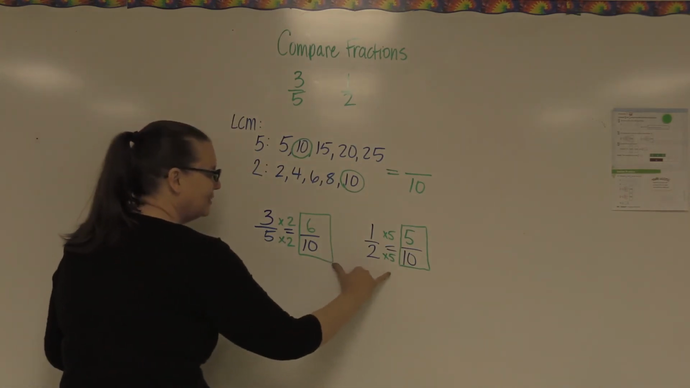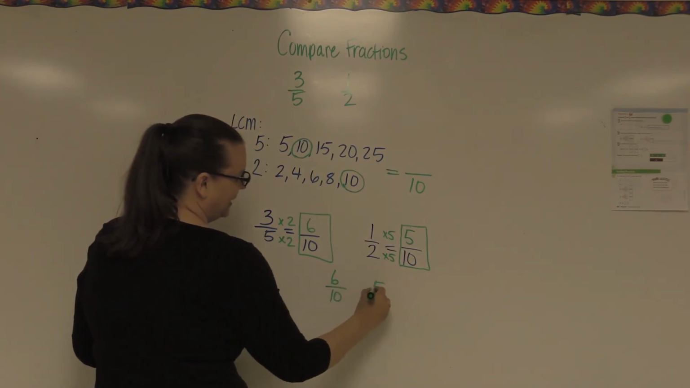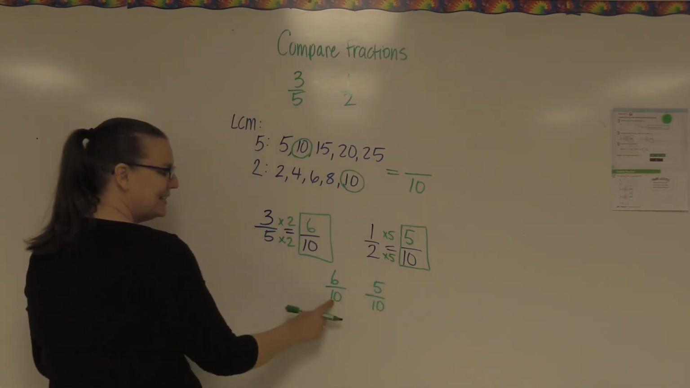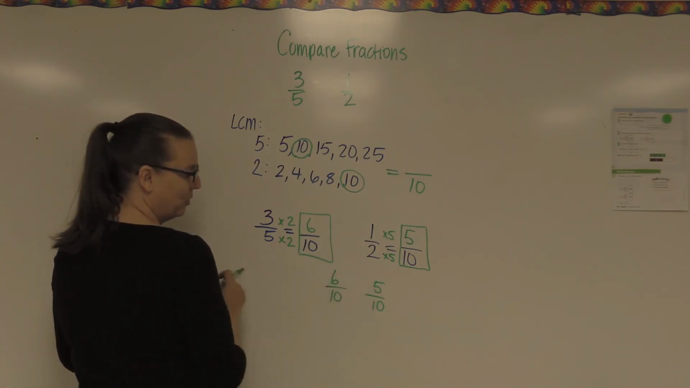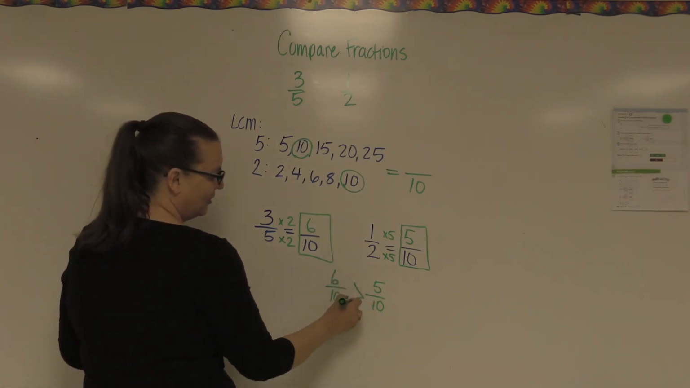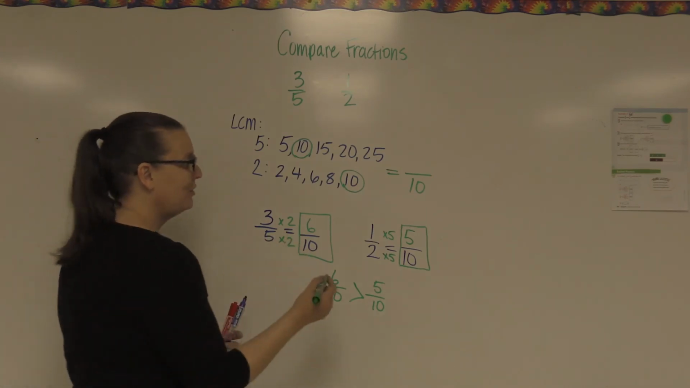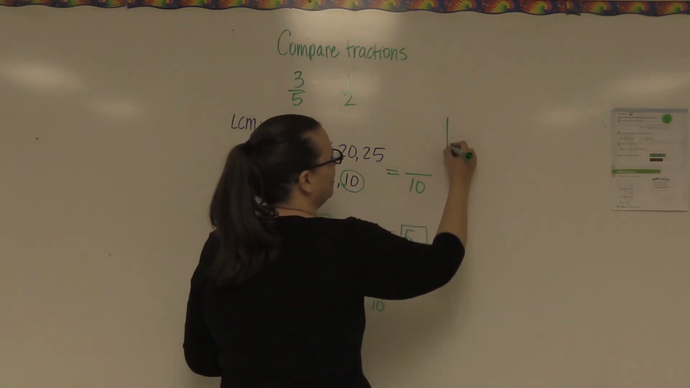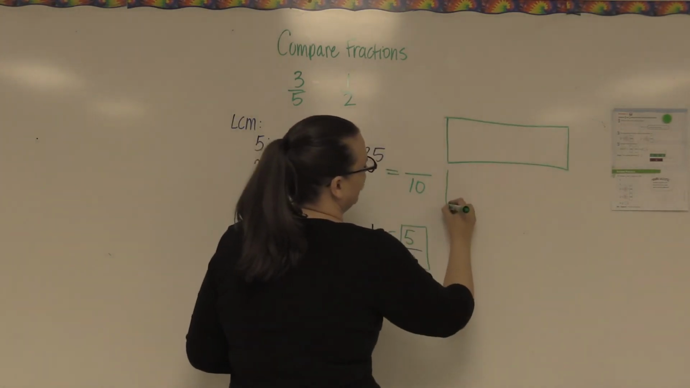Now I can look at these two fractions, 6/10 and 5/10. Well, if they're measured the same way in tenths, we can see now that we can look at the numerators. A 6 is larger than a 5, so 6/10 is larger than 5/10. If you need to, you can draw fraction bars, right? Make sure they're the same size.